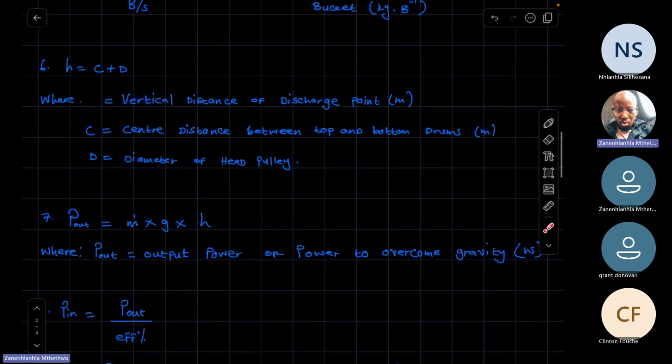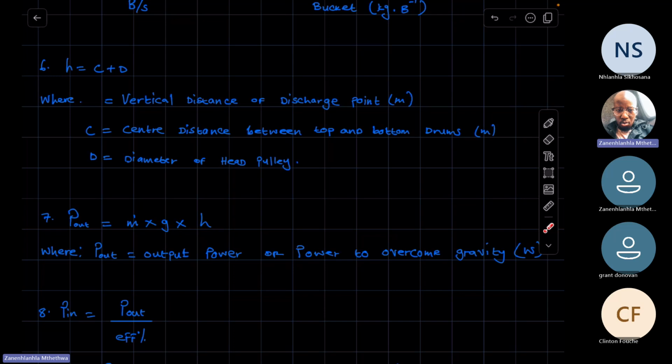And then you have the formula to calculate the power out. Now, to calculate the output power, the output power is essentially equivalent to the power to overcome gravity. Hence, we use this formula to calculate power. So that's the mass flow rate. G, as you already know, is the gravitational acceleration, which is constant. For Mechanical, G is 9.81. And then, of course, the height.